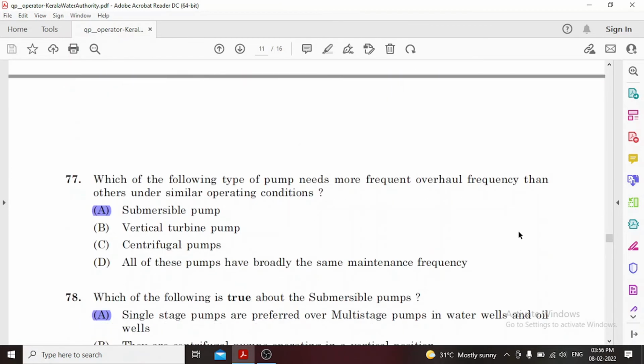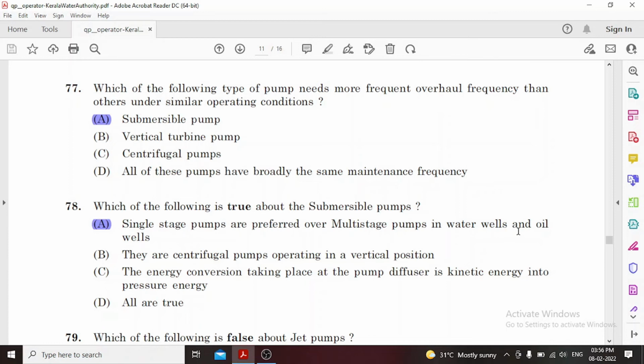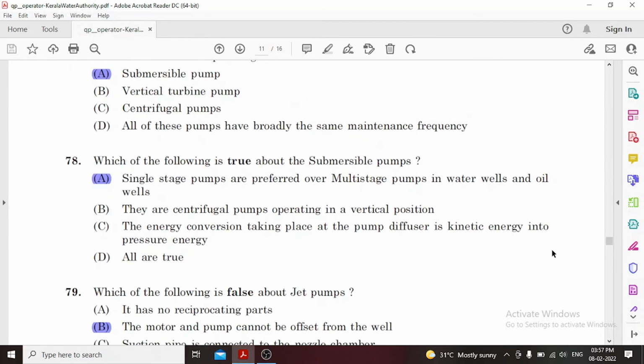77. Which of the following type of pump needs more frequent overhaul frequency than others under similar operating conditions? Submersible pump. Option A, submersible pump. 78. Which of the following is true about the submersible pumps? Single stage pumps are preferred over multi-stage pumps in water wells and oil wells. Option A, single stage pumps are preferred over multi-stage pumps in water wells and oil wells.